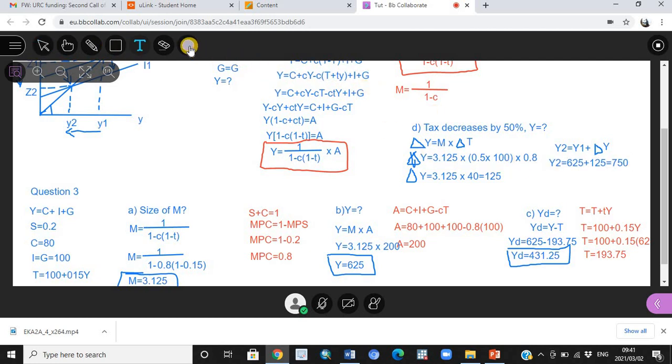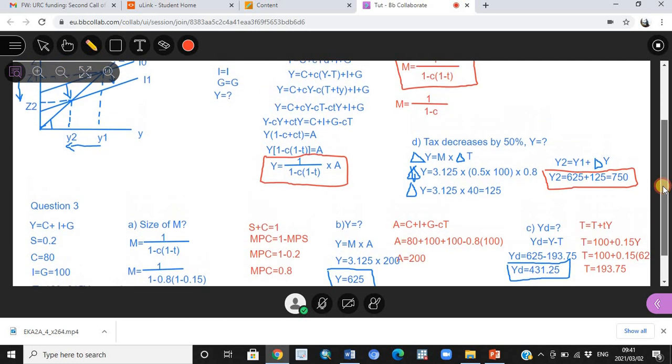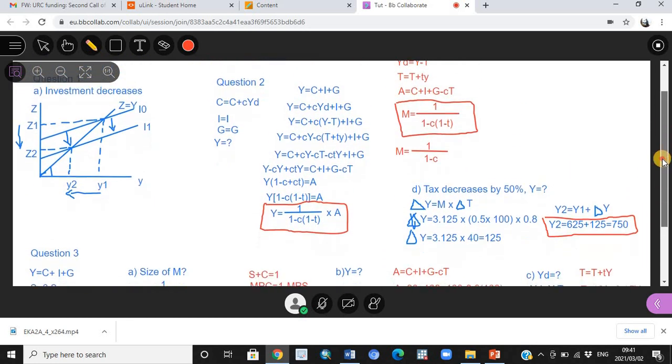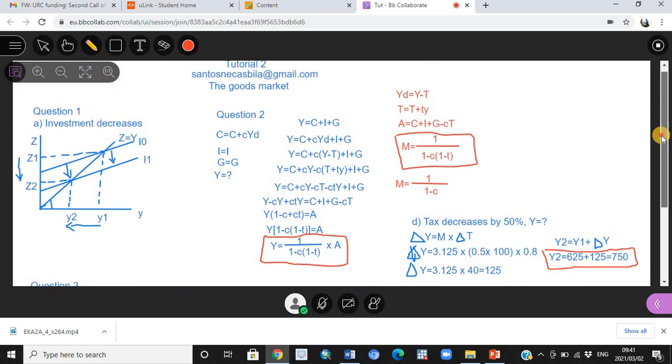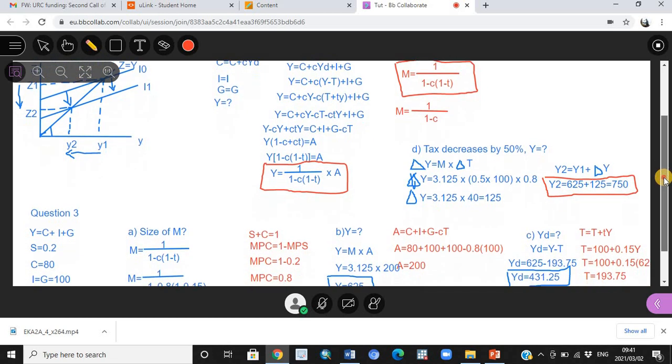The question might be, if a decrease in autonomous consumption is going to decrease our output, why is a decrease in tax increasing our output? It is because a decrease in tax does not have the same impact as a decrease in other autonomous expenditures.